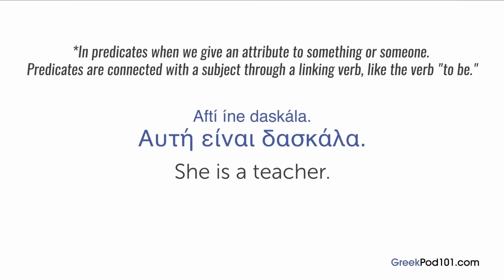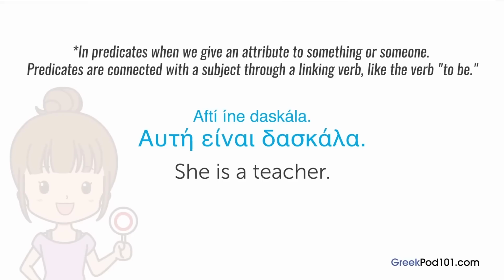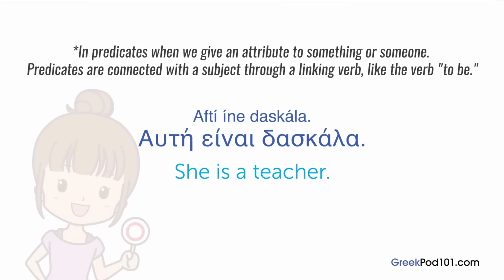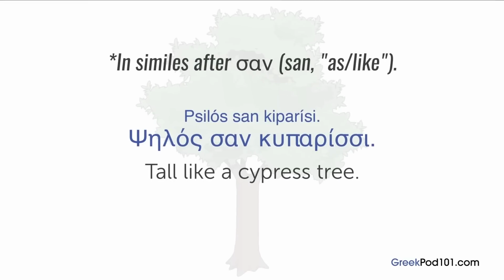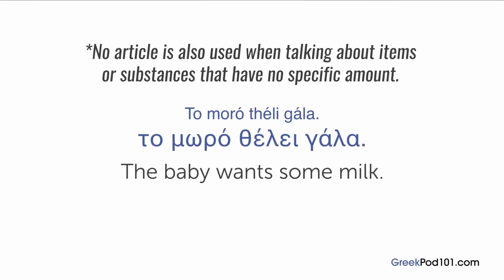Next, in predicates when we give an attribute to something or someone. Predicates are connected with the subject through a linking verb, like the verb to be. For example, αυτή είναι δασκάλα. She is a teacher. Finally, in similes after σαν, meaning as or like. For example, ψηλός σαν κυπαρίσι, tall like a cypress tree. No article is also used when talking about items or substances that have no specific amount. For example, το μωρό θέλει γάλα, the baby wants some milk.